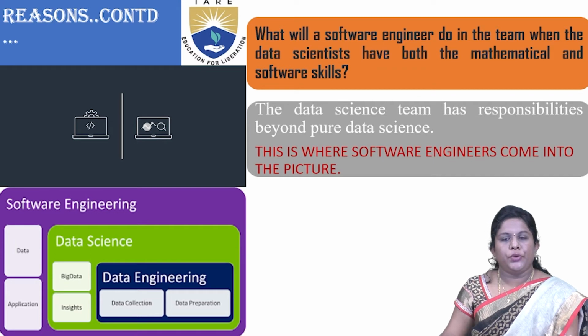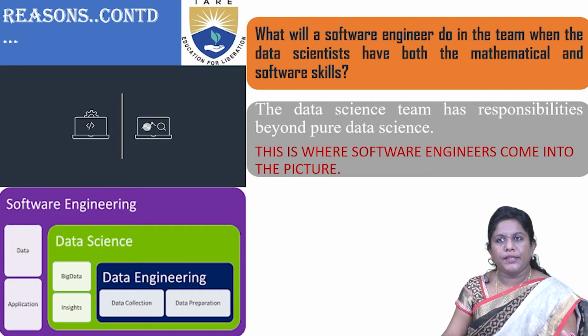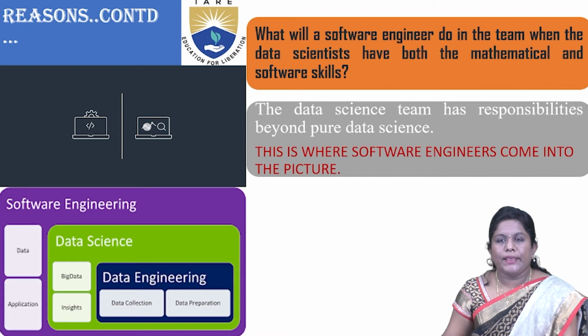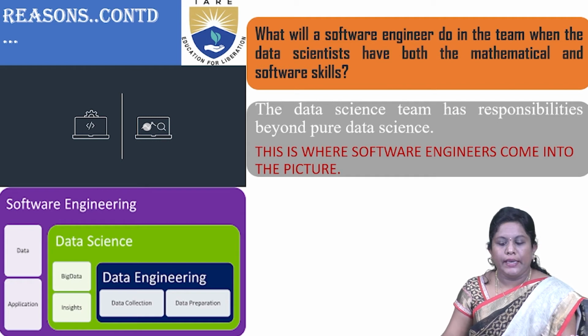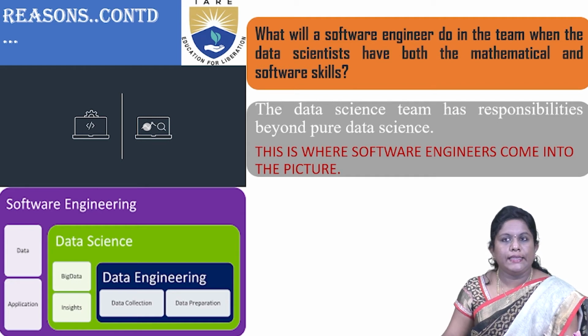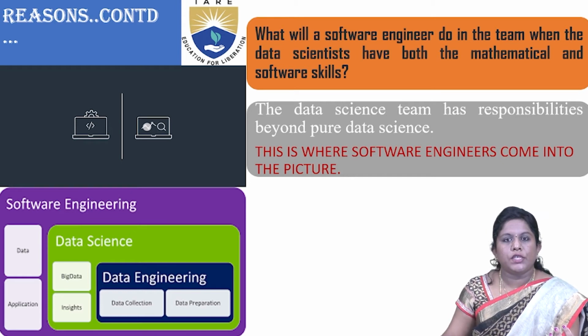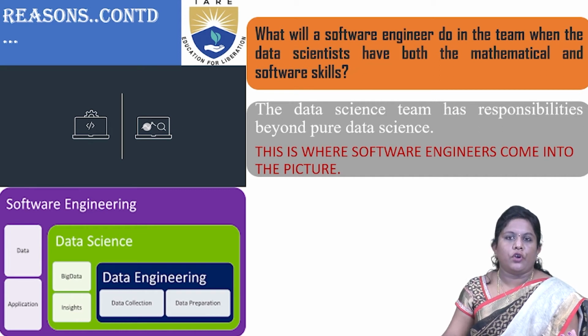Continuing with the reasons, another question arises: what will a software engineer do in the team when the data scientist has both the mathematical and software skills? I repeat, what will a software engineer do? It is saying that a data scientist has both the mathematical and software skills. But what is the use of bringing software engineering into existence? The software team is responsible for something beyond pure data science, that is, to understand the concepts that are beyond pure data science. There comes the existence of software engineering.